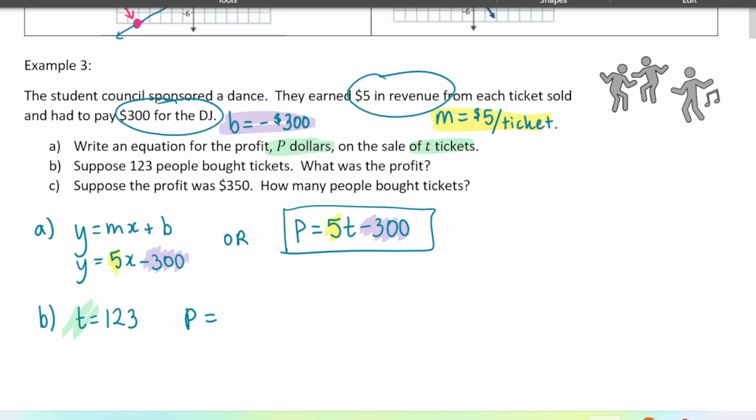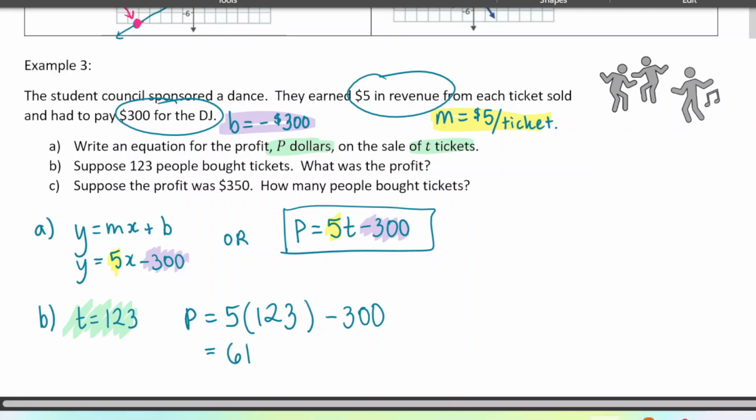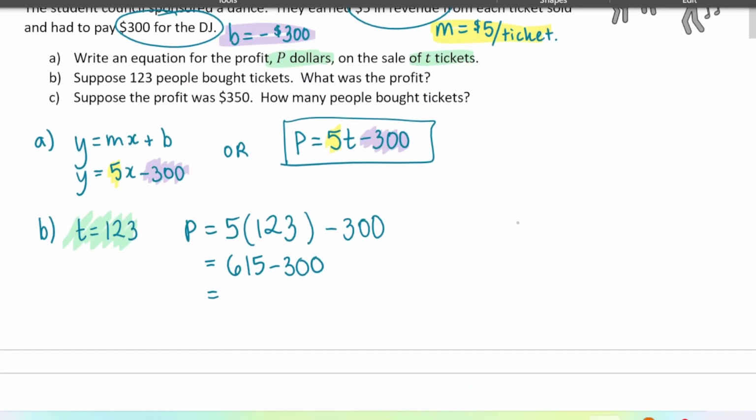So I'm going to put the ticket number right into that equation there. So where I see T, I'm going to replace it with 123 and just evaluate this. So if I do 5 times 123, I get 615. And 615 minus 300 is 315. So the profit is $315.